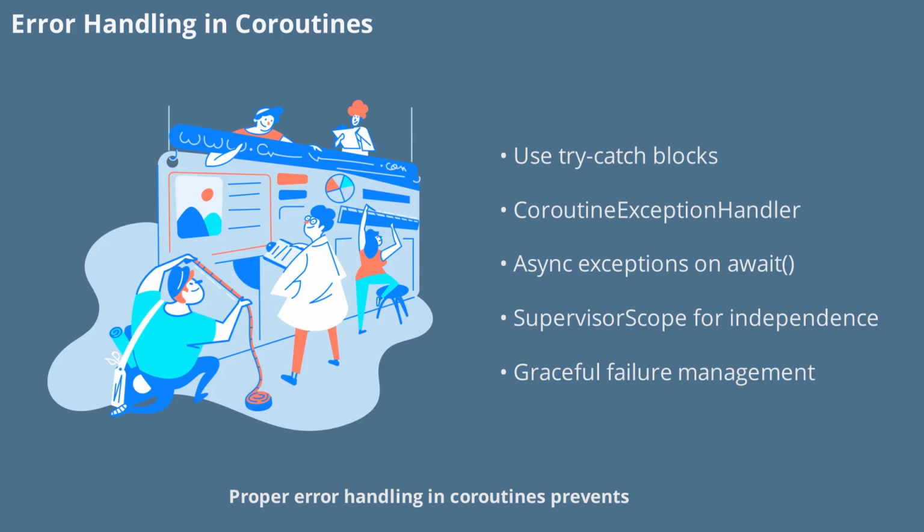Proper error handling in coroutines prevents crashes and ensures failures are managed gracefully. Use try-catch blocks within coroutines to handle exceptions as in synchronous code. CoroutineExceptionHandler catches uncaught exceptions at the scope level, working with root coroutines launched using launch. Exceptions in async coroutines are deferred until await is called. supervisorScope and SupervisorJob allow independent error handling for child coroutines, ensuring one failure doesn't affect others.